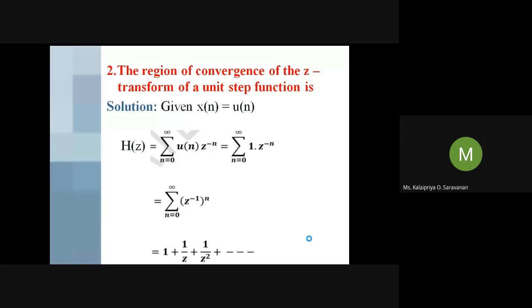If you apply the summation of series expression, summation n equal to 0 to infinity a power n, the answer is 1 by 1 minus a. This expression is valid only for modulus of a less than 1. So we take our ROC as a less than 1. What is a here? Z inverse. So a less than 1 means 1 by modulus of z less than 1. So the ROC can be otherwise written as modulus of z greater than 1. So the answer here is the first option, z greater than 1.